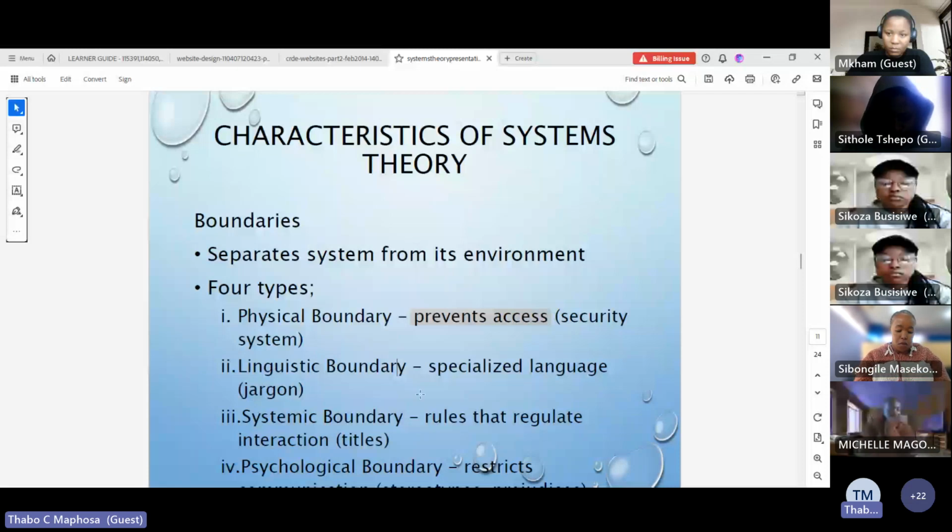And then you've got the psychological boundary that basically restricts what you call participation. Especially some people who have very low self-esteem, and that actually separates them from participating or partaking in different things in these systems.